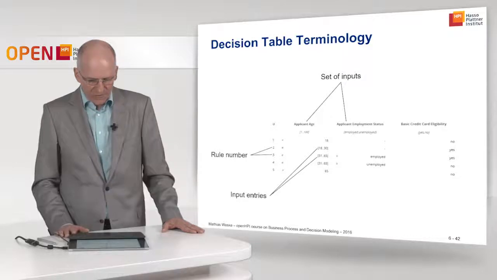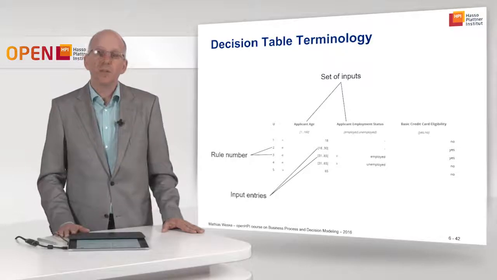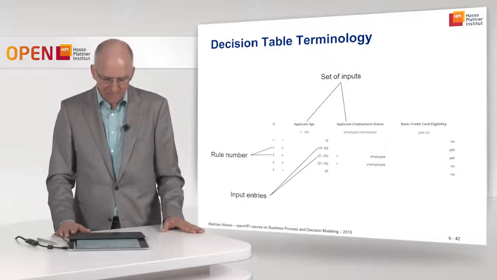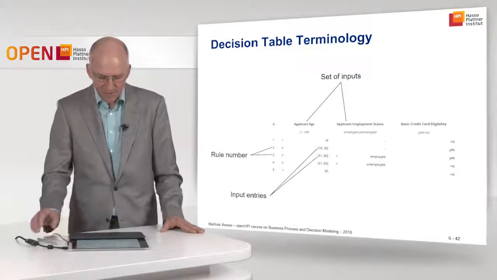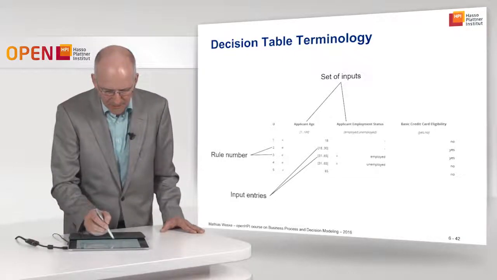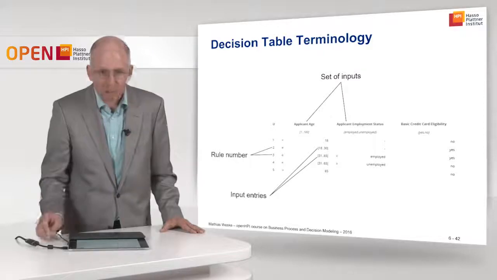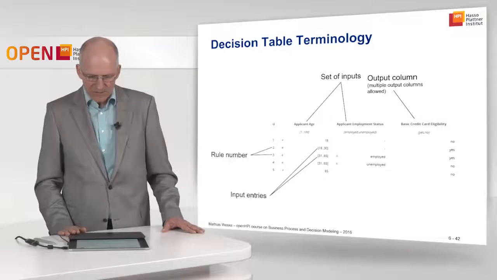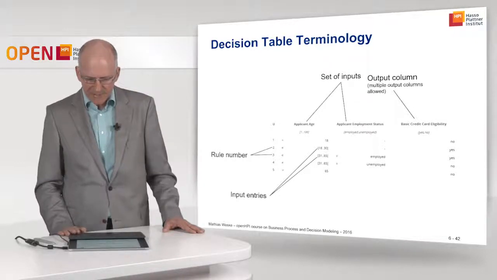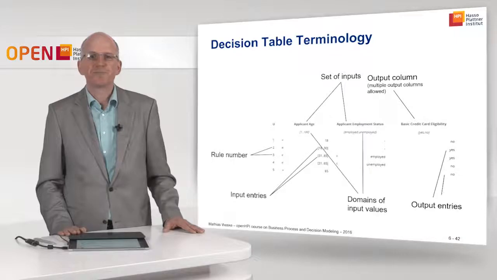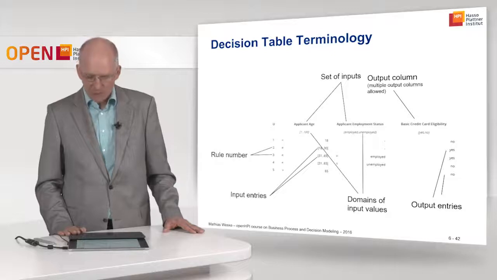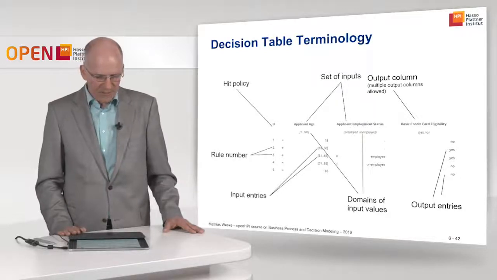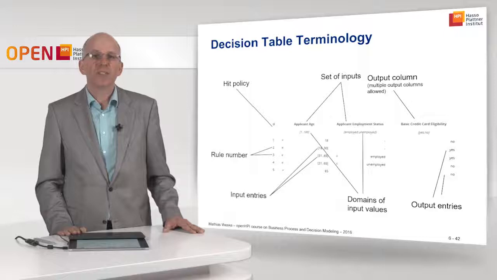The concrete values here are the input entries. They use intervals, and they also use element symbols and operators to be used during the matching phase. We also have an output column that is called basic credit card eligibility here. We have domains of input values, and we also have output entries. There's something called the hit policy, which we also discuss in detail a bit later.